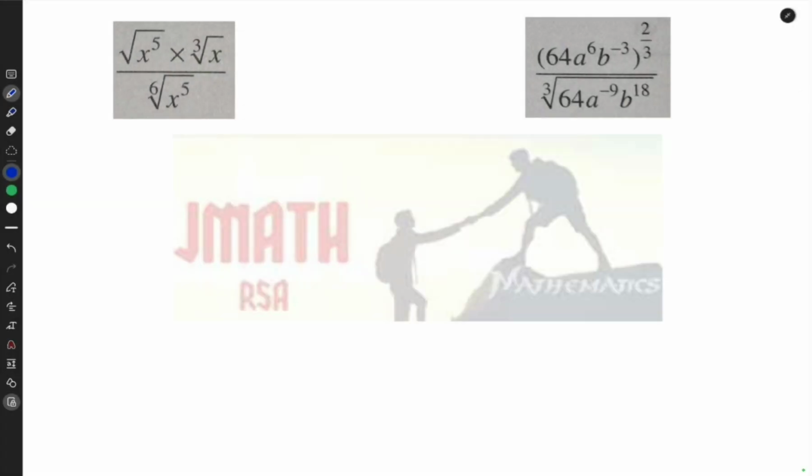The last two sums for this video. So now I am first going to rewrite in exponent form. Then I'm just going to apply law 1 and 2. Let's do that step by step. So x to the power 5 over 2 times x to the power 1 over 3, over x to the power 5 over 6.